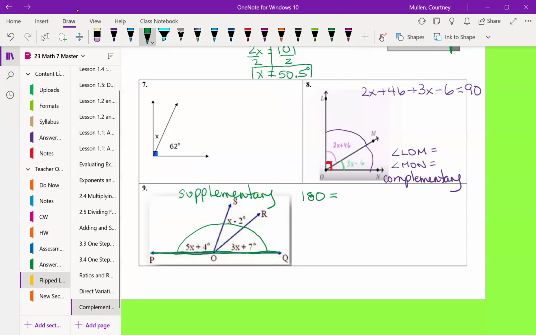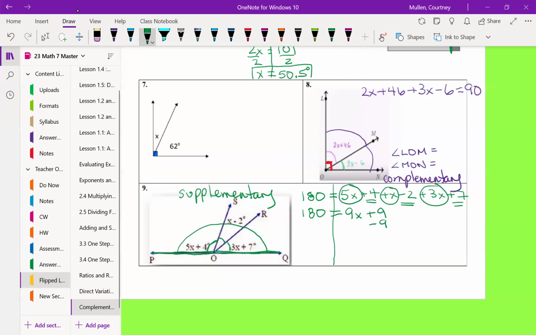So we're just going to add all the angles together. So angle POS, this angle right here, is 5x plus 4 degrees. SOR, this angle right here, is x minus 2. Whoops. We have to add that on. And finally, angle ROQ, 3x plus 7. Let's combine our like terms. So we have 5x, x, and 3x. How much is that? 9x. 4 minus 2 is 2. 2 plus 7 is 9.